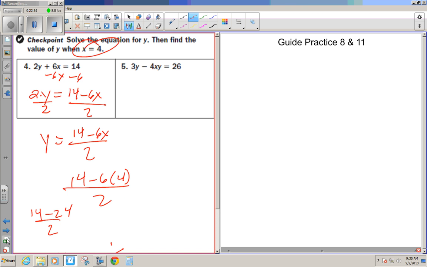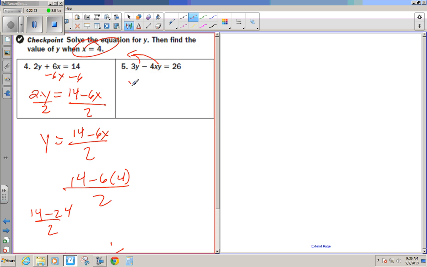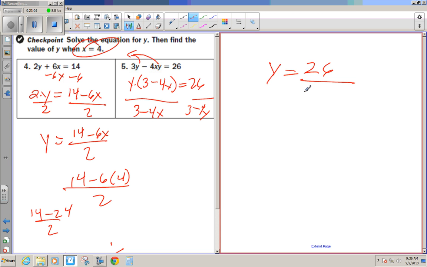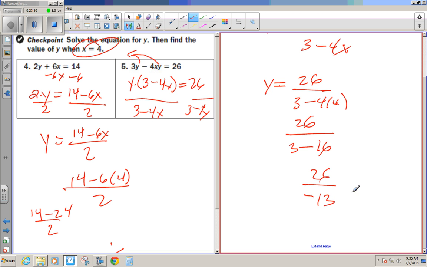Here is the undistributive property. They both can be divisible by y, so now we take a y out. And then we divide by this whole term. And your equation should be y equals 26 over 3 minus 4x. And again, x is 4. So that's 26. That's 3 minus 16. 26 over negative 13 is negative 2. Nice job.